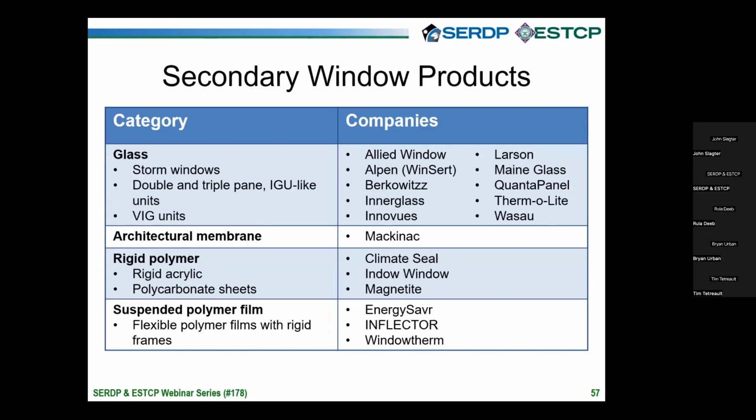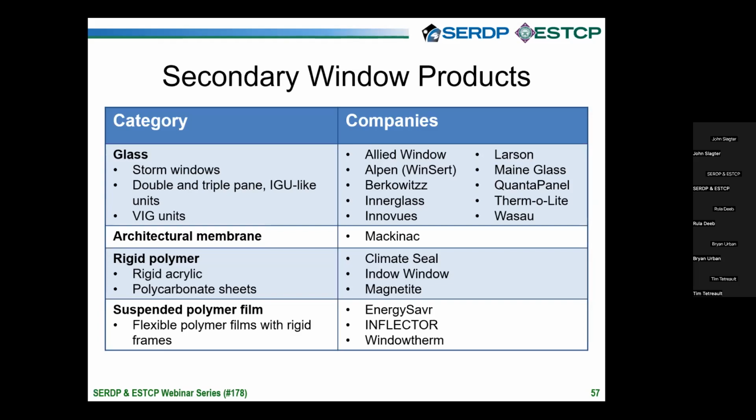As I said before, the secondary window category is very dynamic. Many of the companies that already make glass IGU products are now expanding into making window attachment products. They can use the same basic materials, same manufacturing process, and they make a sealed, double pane, or sometimes thin triple pane unit, and then that becomes the secondary window.